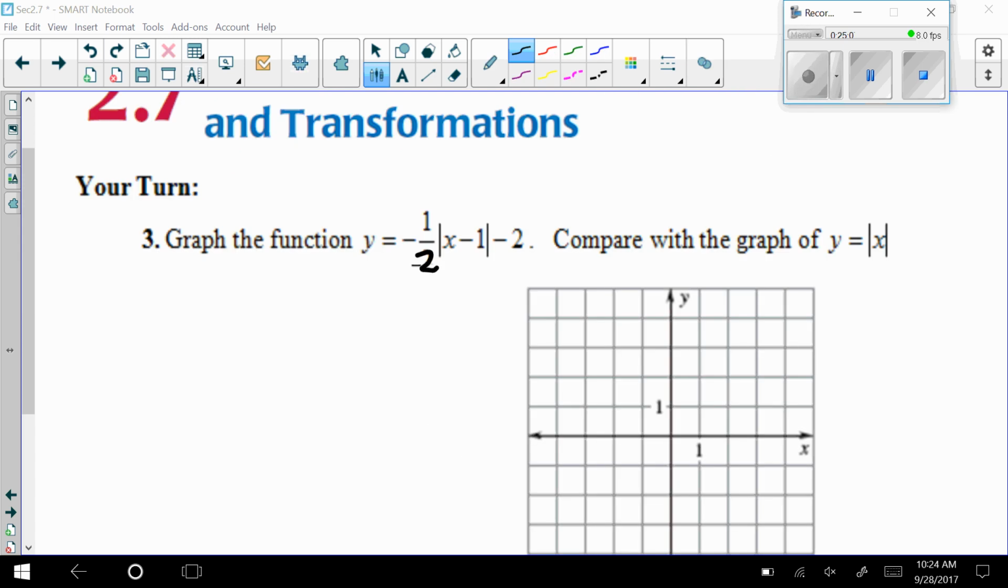Now on your own, and you can pause the video while you work, graph the function y equals -1/2 times the absolute value of x minus 1 minus 2, and compare your graph with y equals the absolute value of x, and you can unpause for the solution.